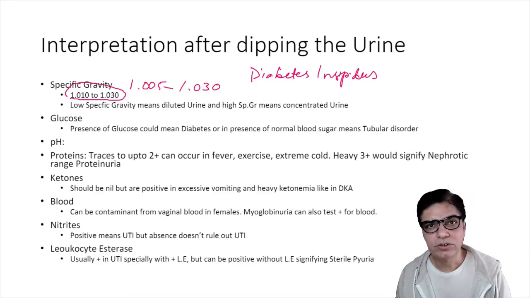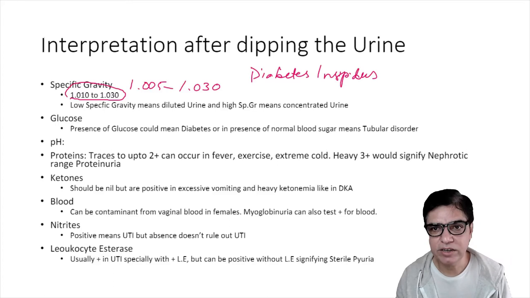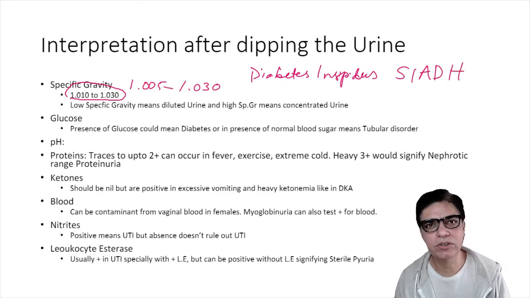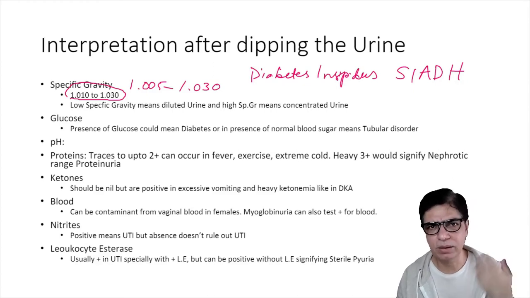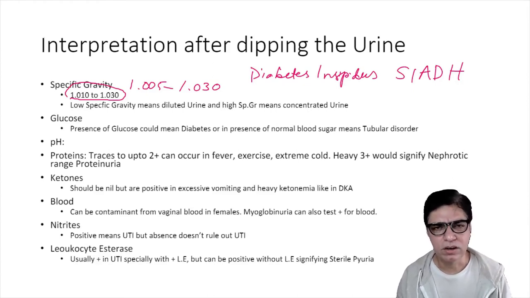Similarly, concentrated urine, as I said, might be physiological if the child is not drinking enough, or it might be caused by another condition which we call SIADH. That stands for Syndrome of Inappropriate Antidiuretic Hormone. Now, this is basically a condition in which a lot of antidiuretic hormone is produced by the posterior pituitary, and it can happen in various conditions. It can happen in chest infections, in pneumonia and bronchiolitis. It can happen in CNS disorders, so on and so forth.